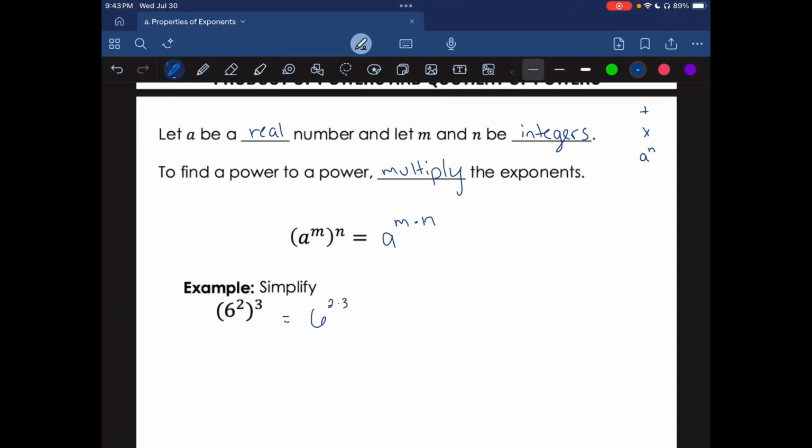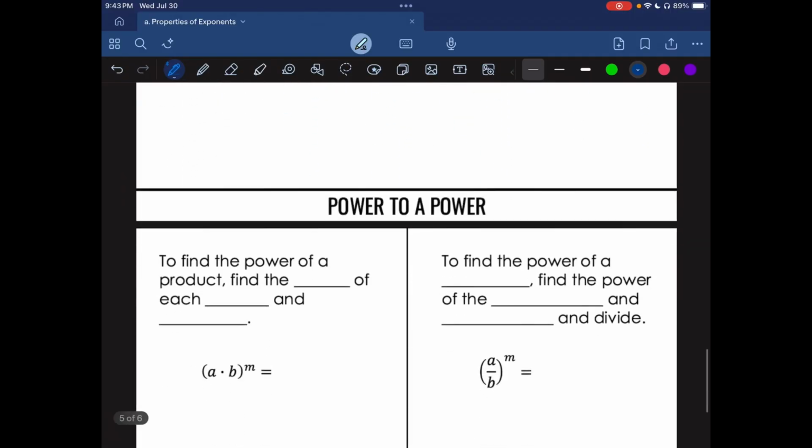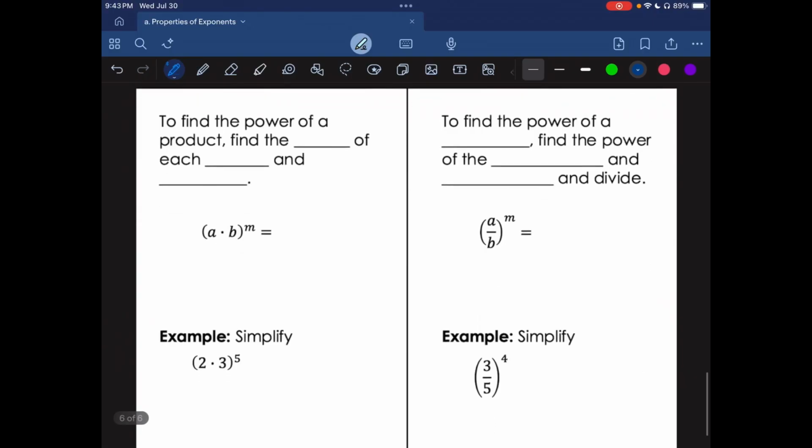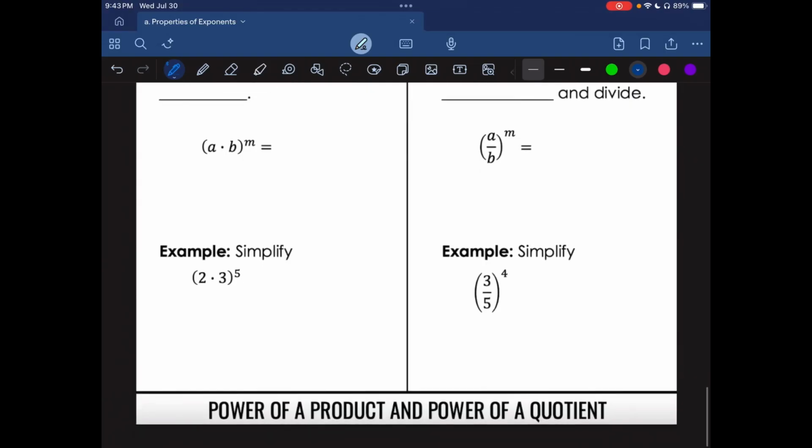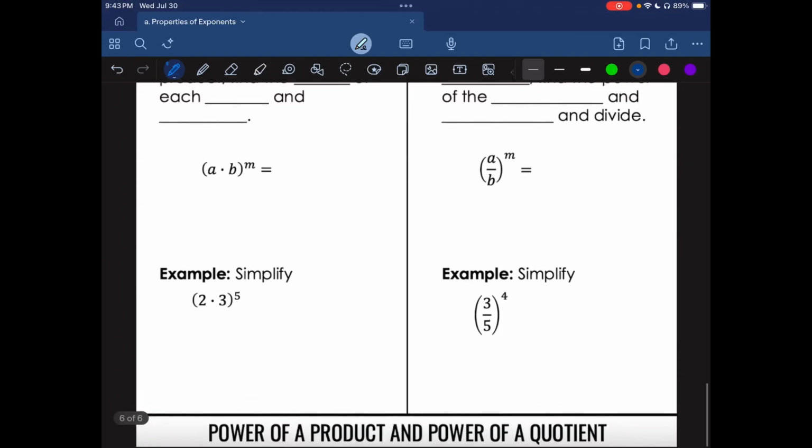All right, and last but not least, we've got 2 properties that kind of work together: power of a product and power of a quotient. What's happening here, when you think about the order of the words, is power of a product means that I have some multiplication going on, and that's getting raised to an exponent. And power of a quotient means that I have some sort of dividing going on, and I'm going to raise that to an exponent.